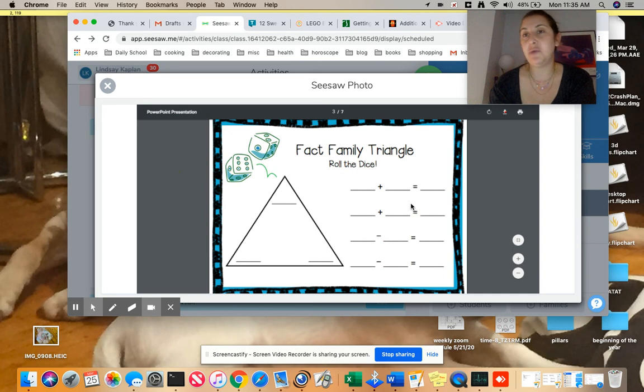Okay, so really you only have to roll your dice one time and add the 2 numbers together. Each number is going to be one of your parts, and when you add them together, it's going to be your total. And then write in the number sentences just the way we practiced before.